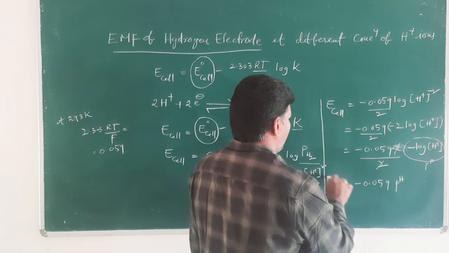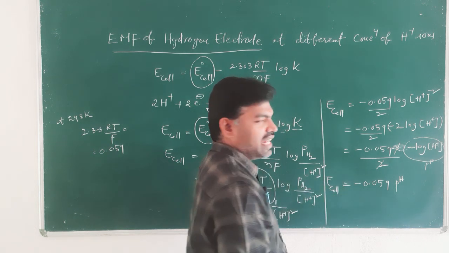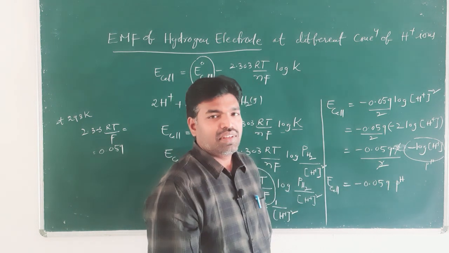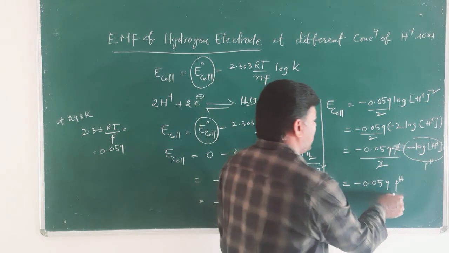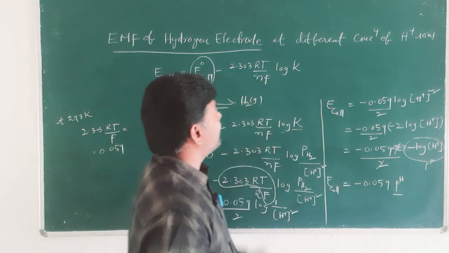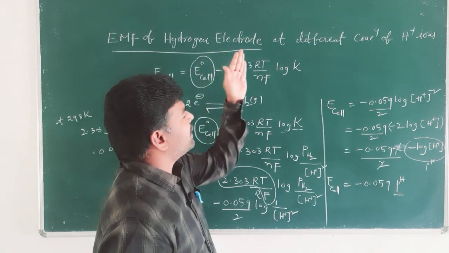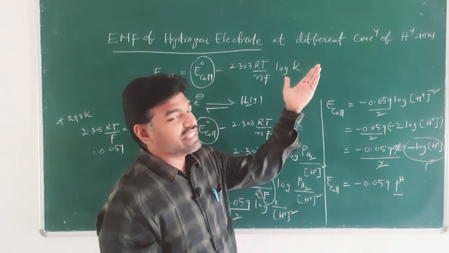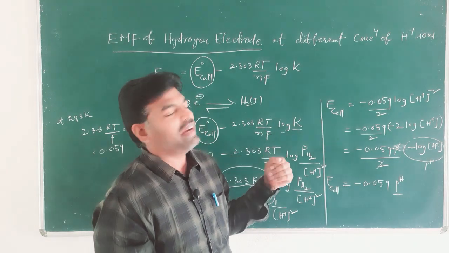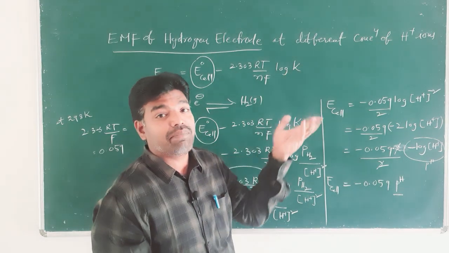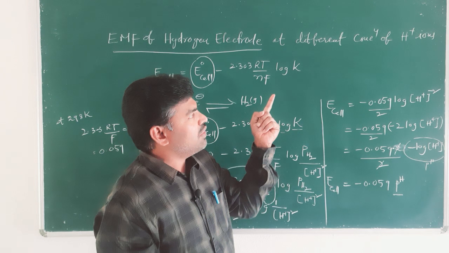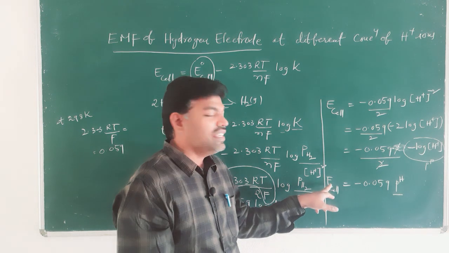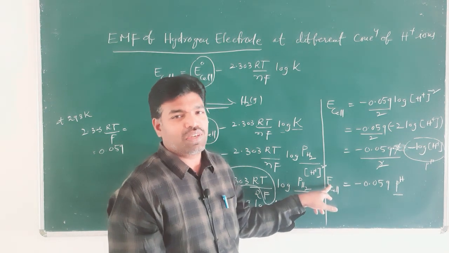So, the EMF of the hydrogen electrode, E cell, is equal to minus 0.059 pH, right. That is our heading: EMF of hydrogen electrode at different concentrations of H plus ions. Different concentrations of H plus ions mean different pHs. By knowing the concentration of H plus ions, we can measure the pH, and if we substitute the pH value corresponding to the concentration of H plus ions, we can get the E cell of the hydrogen electrode, right.